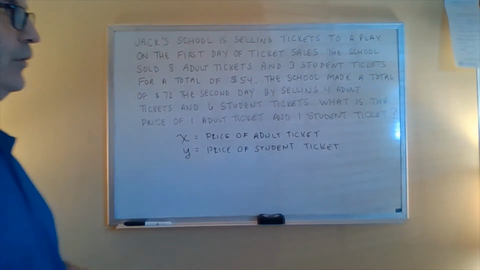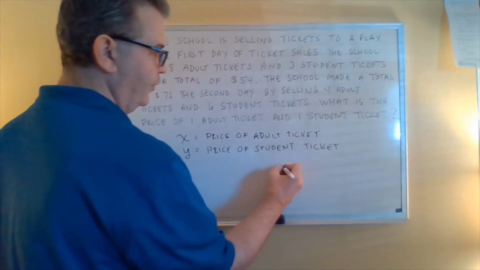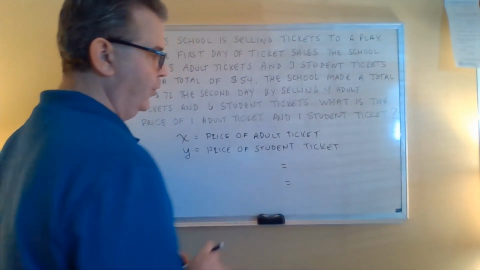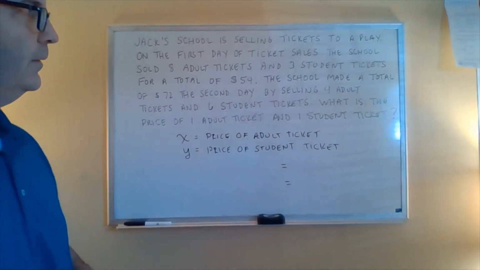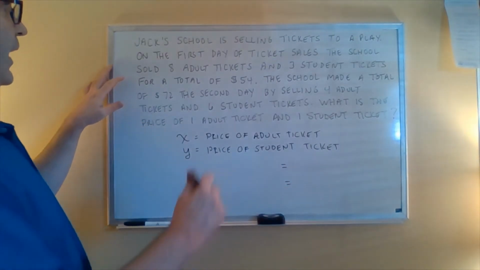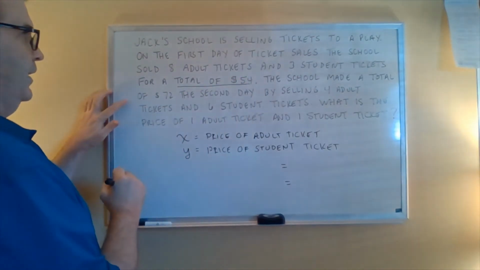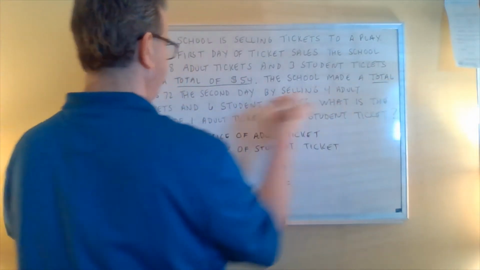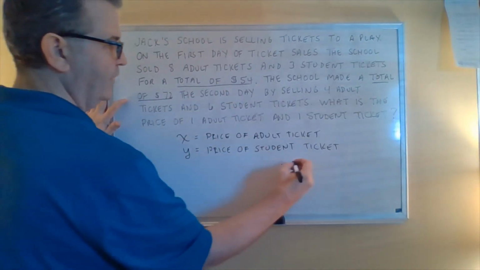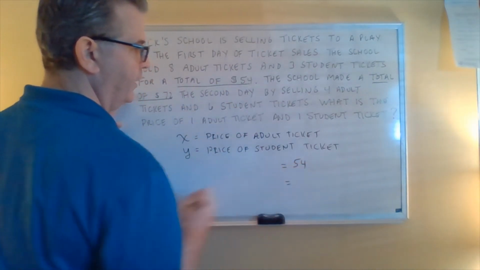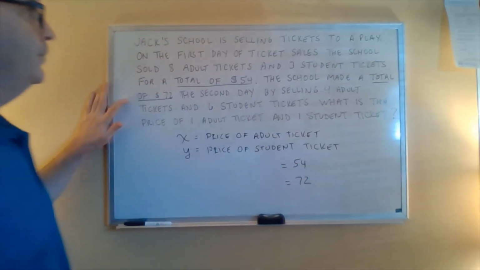Now the second step is the same. We're doing systems of equations, so how many equations are we going to have? 2. So that means our equations are both going to equal something. So now we need to look for 2 totals. Okay, so let's find the 2 totals. We have a total of $54 here. And then in the next sentence, we have a total of $72 right there. So our first equation is going to total 54, and our second equation is going to total 72.